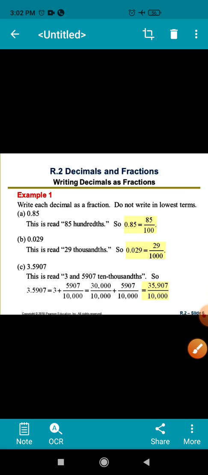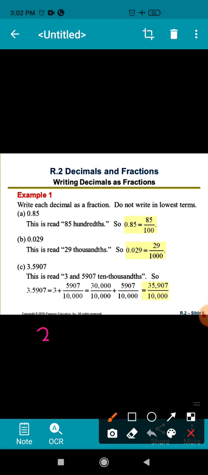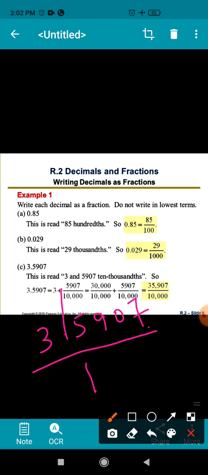Now children, in third example, 3.5907 upon 1. Okay. Now, after decimal, how many digits are there? 4 digits. So, you will remove this decimal and put 4 zeros in denominator. So, the answer will be 35,907 upon 10,000. This is a method by which you can change any decimal number in fractional number.